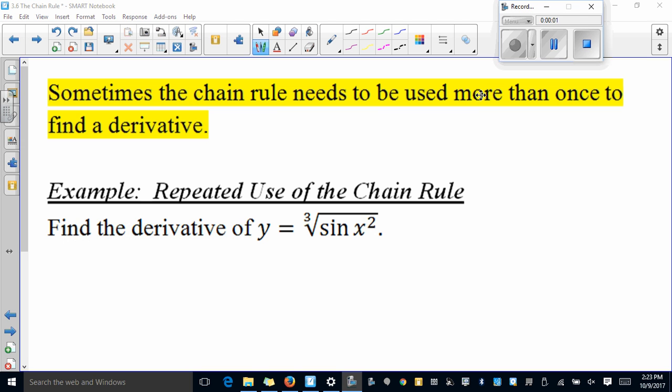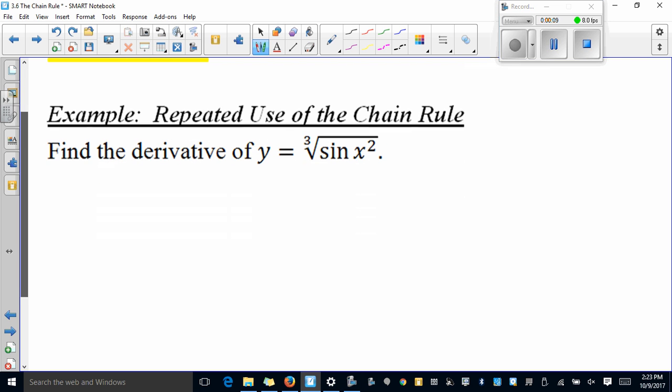Of the chain rule. Sometimes the chain rule needs to be used more than once to find a derivative. So let's look at a couple examples of those. Like this one here, I have the cube root, and inside the cube root is a sine function, and inside the sine function is x squared. So it's a composite function done twice. So this is something we have to look at a little bit closer.